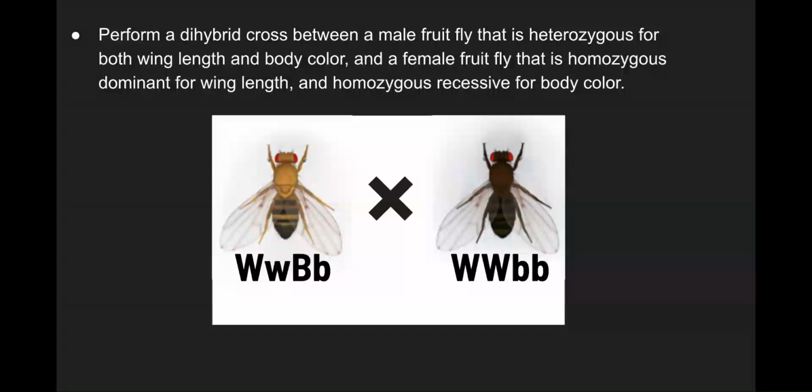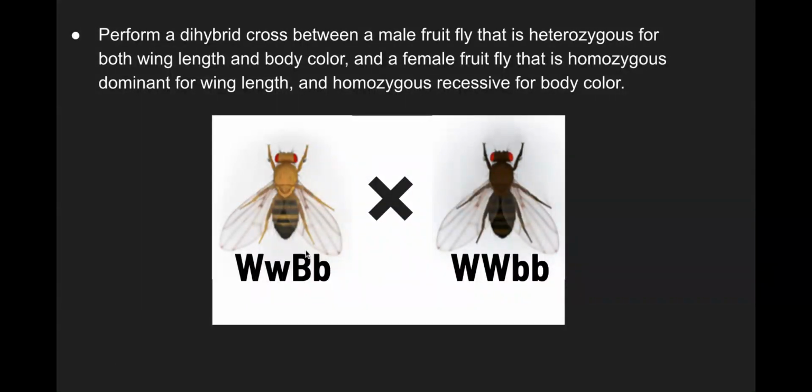We're going to perform a dihybrid cross between a male fruit fly, this is the male, that is heterozygous for both traits. So to be heterozygous, you have to have one dominant, one recessive allele. Since there are 2 traits here, you're going to have one capital letter, one lowercase letter for the first trait, wing length, W's, and one capital and one lowercase letter for the other trait, which is body color in this case. So this fruit fly is going to have one big B and one lowercase b. This is a heterozygous genotype for both traits.